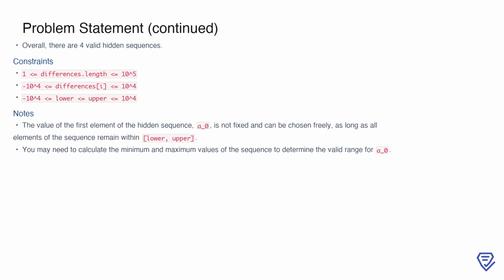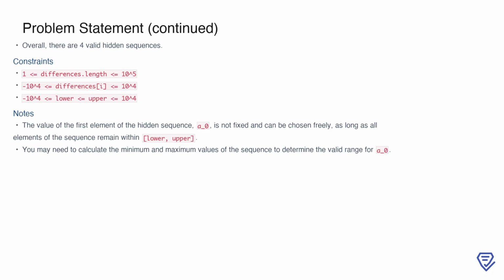Now let's examine the constraints of the problem. The length of the differences array can go up to 100,000, meaning our solution needs to be efficient to handle large inputs. Each difference and the range bounds, lower and upper, can vary between -10,000 and 10,000. Importantly, the first element of the hidden sequence, hidden[0], is not fixed and can be chosen freely, as long as all resulting elements remain within the specified range.